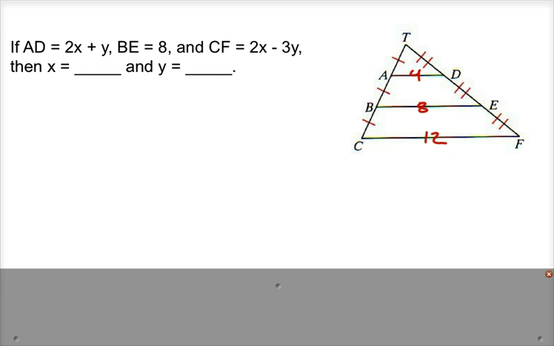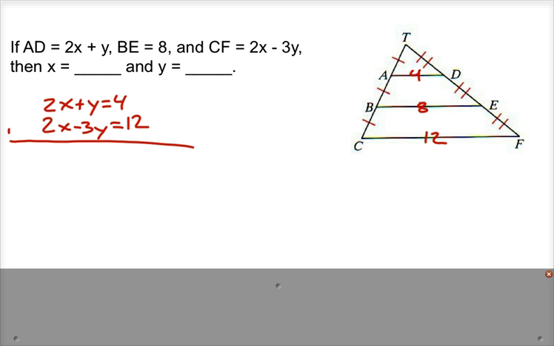So AD equals 2x plus y. Well, I figured out on the right that AD is really 4. So I know that 2x plus y equals 4. I know that CF is 2x minus 3y. And I figured out over my diagram that CF is really 12. And now I'd like to solve the system of equations.